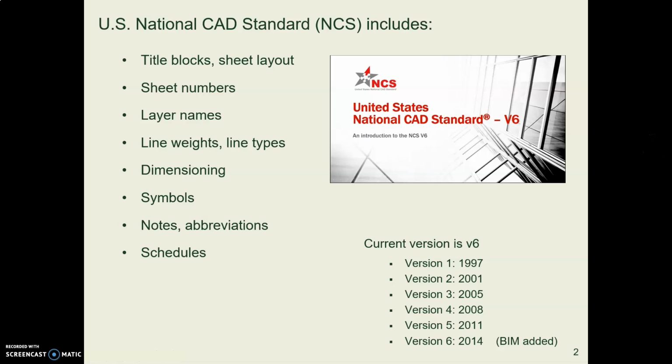And it has modules that define how we all agree we're going to do title blocks, how we're going to number our pages, how we're going to name our layers, what line weights we'll use and what line types, what the dimensions and symbols will look like, and so forth. There have been several versions of the National CAD Standard over time, and right now we're in version 6. It also includes building information modeling. The most popular version of that is Revit.